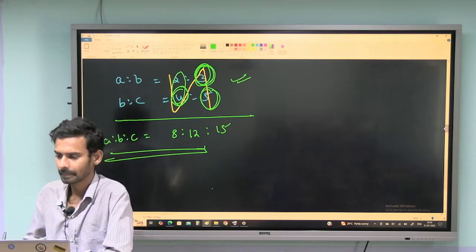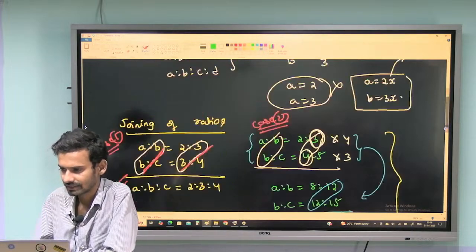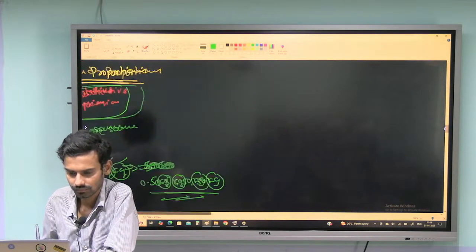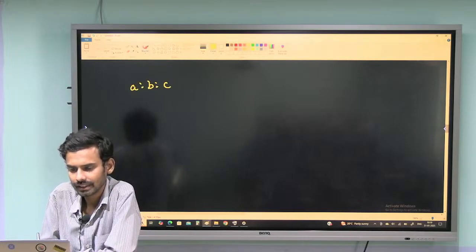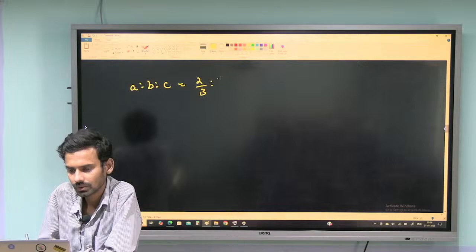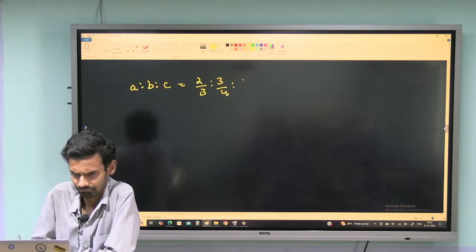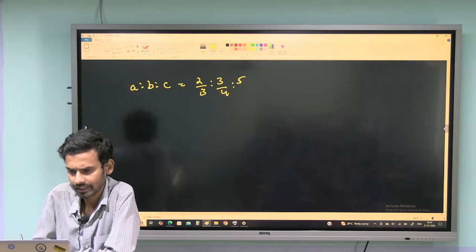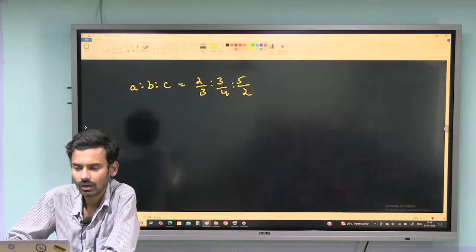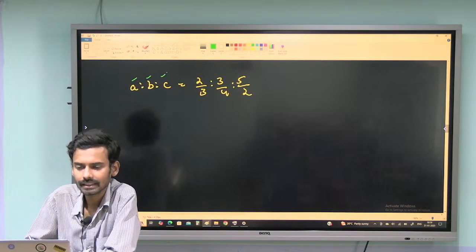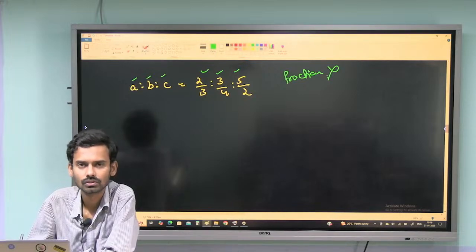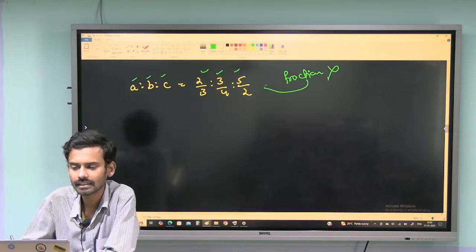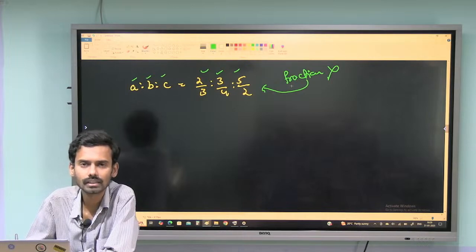And one more thing, when the ratios are given like this, if we say A is to B is to C is equal to 2 by 3 is to 3 by 4 is to 5 by 2, something like this. Now if you observe A, B and C, the ratio is given in fractions, and note that fractions are not preferred in ratios. So what we need to do is convert this into whole numbers. So how to convert this into whole numbers?